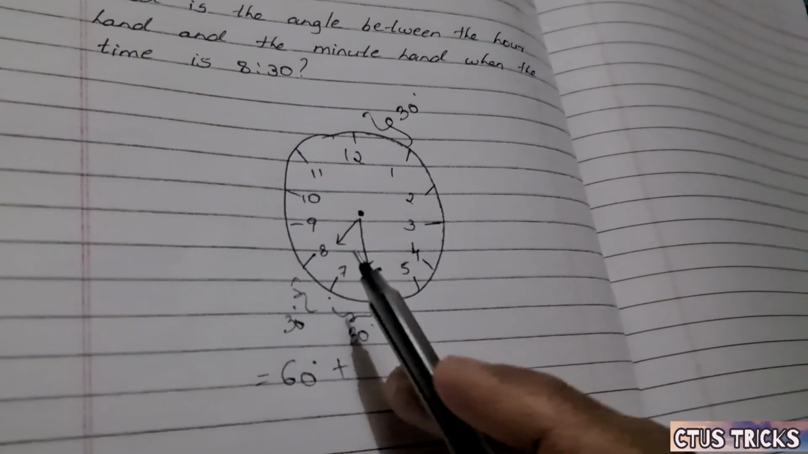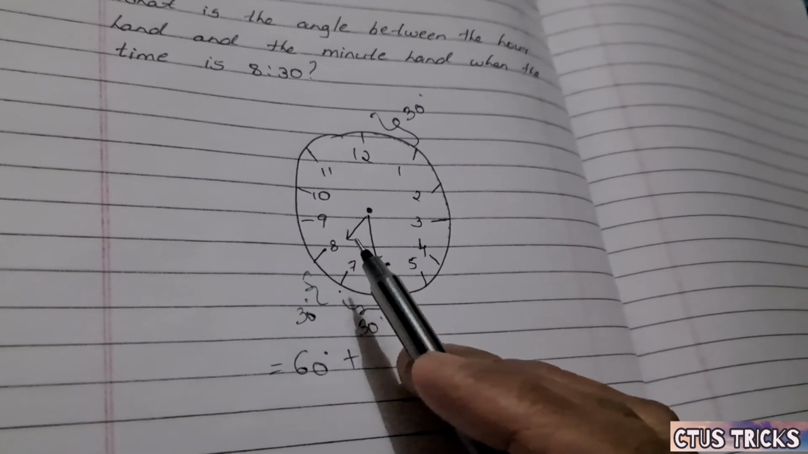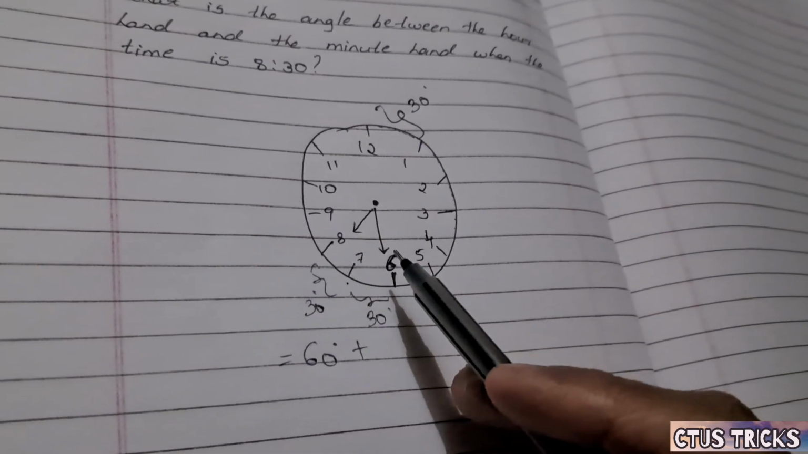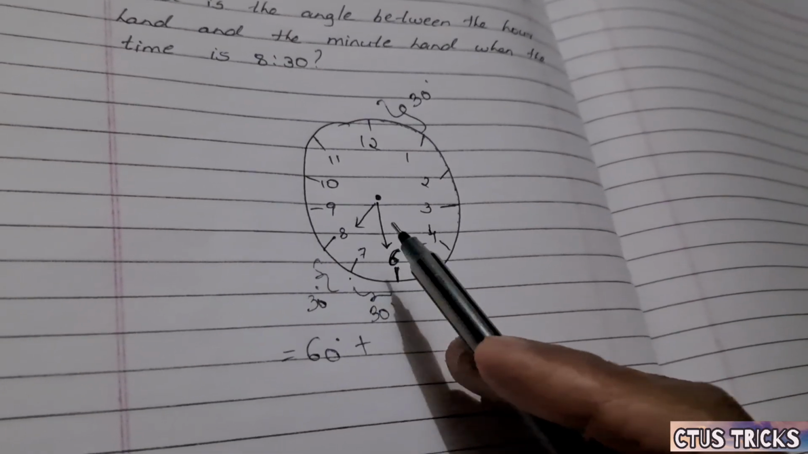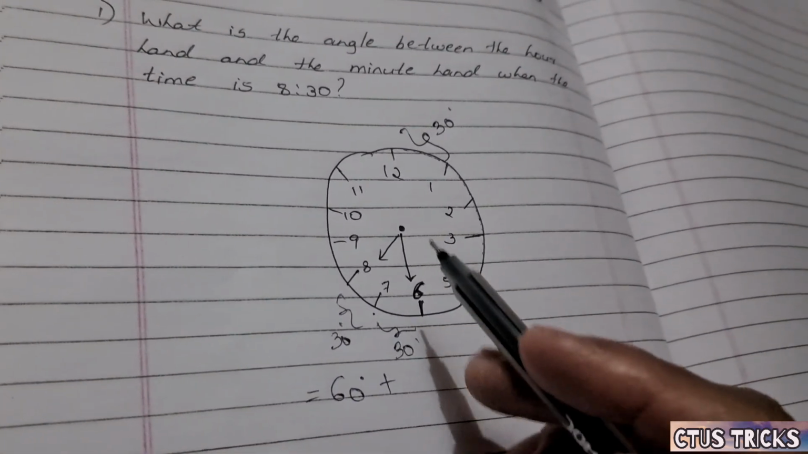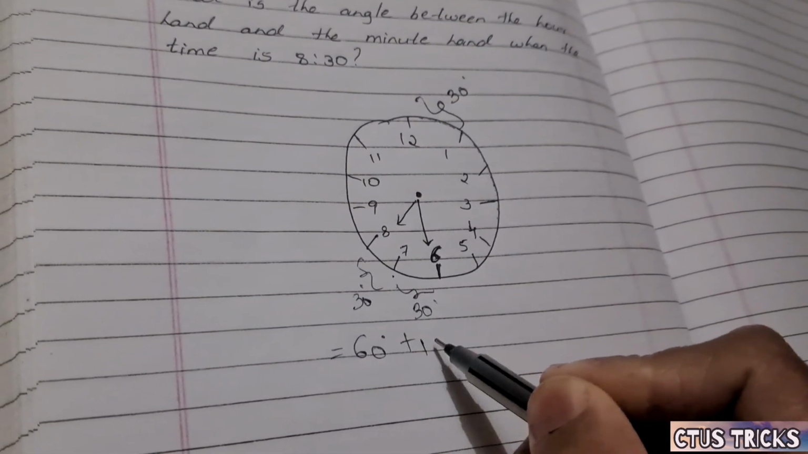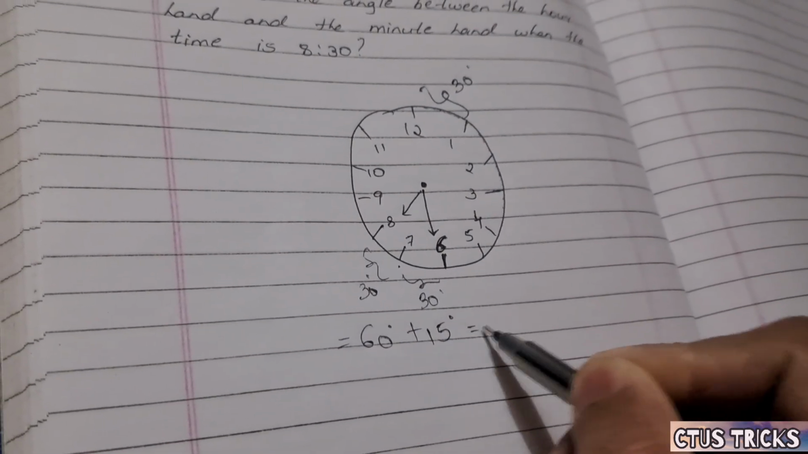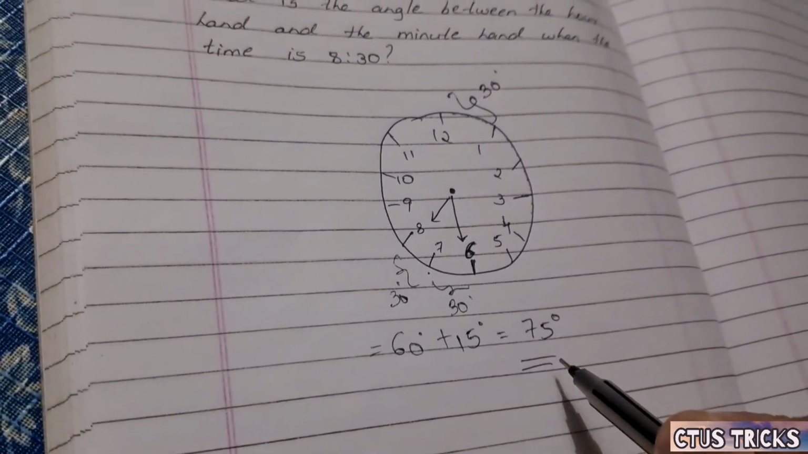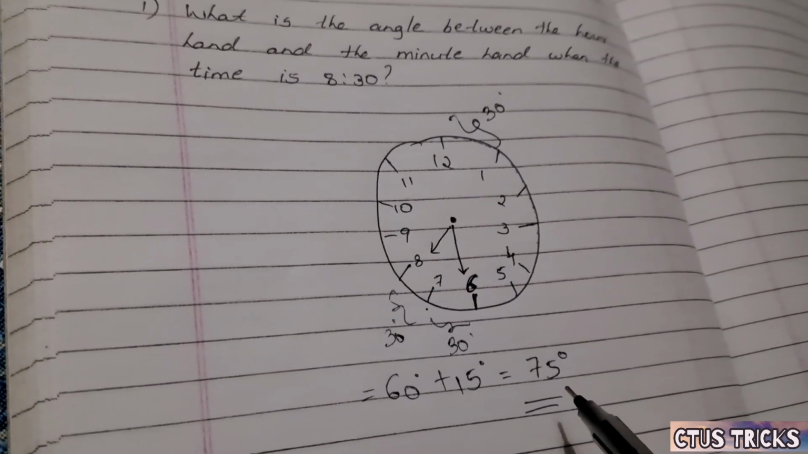Second thing, you have to check whether the hour hand is in front of the minute hand or the hour hand is back of the minute hand. Here in this problem we see that the hour hand is in front of the minute hand. So we have to add half of the minutes. That is, the time is 8:30, so 30 minutes. You have to add half of that. That is 60 degrees plus 15 degrees. So the answer is 75 degrees. Hence the angle between the hour hand and the minute hand when the time is 8:30 is 75 degrees.